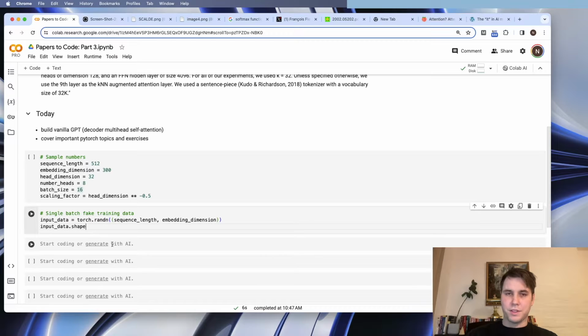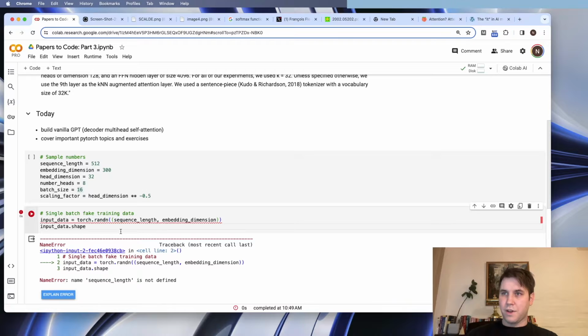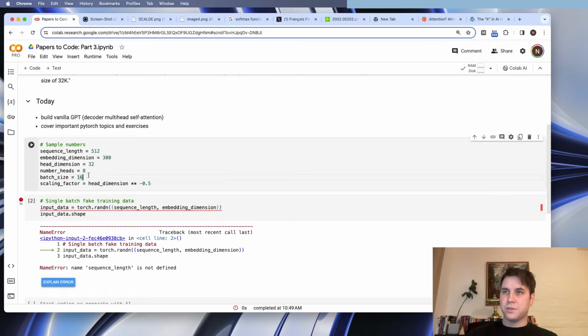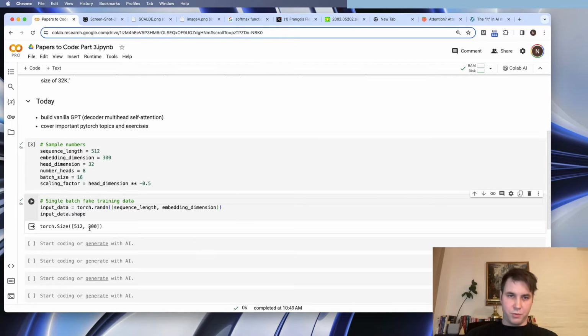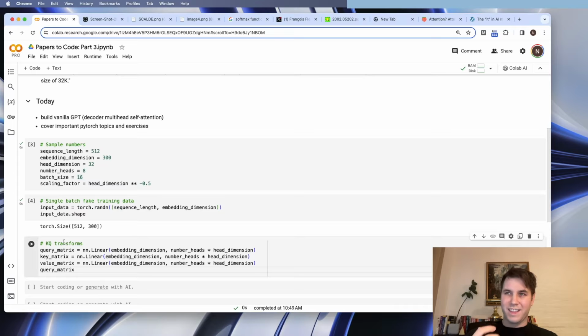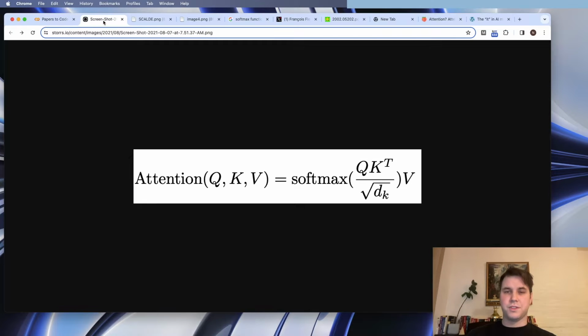So I'm going to create some fake input data. So this will be torch random, which just creates random numbers. That'll be 512 by 300. And now we're going to create query key value vector transforms. So let's take a quick look at what we're building here.